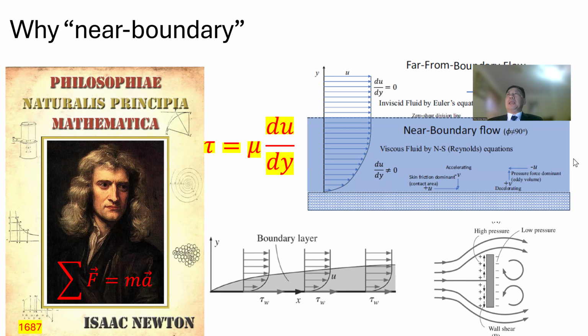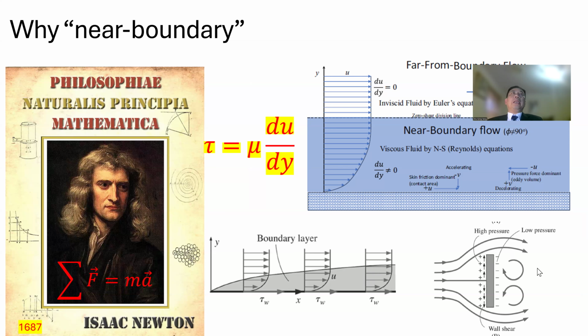We only need to concentrate on the near boundary region, because far from the boundary, the velocity gradient equals 0. There is no energy loss, and the fluid can be treated as an ideal or inviscid fluid. This is why the Sumatra, Indonesia tsunami earthquake can kill people in Africa over 10,000 kilometers away. No energy loss.